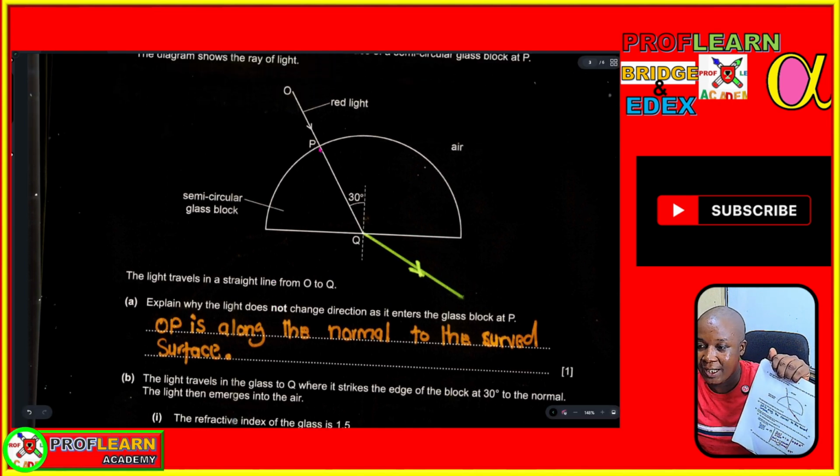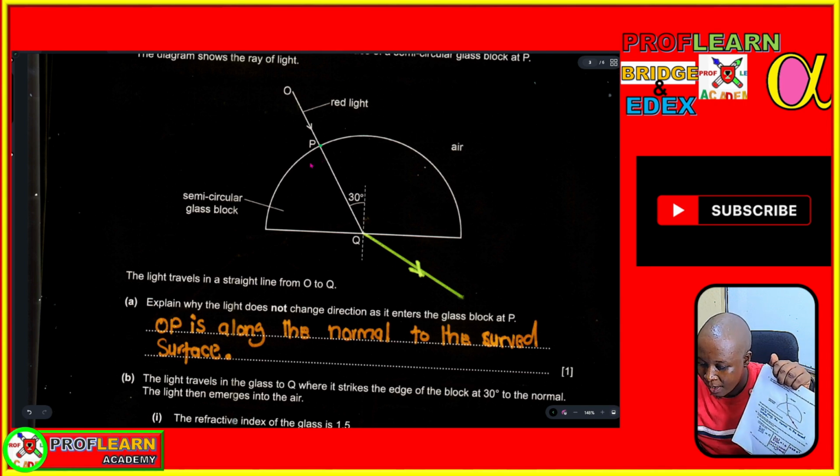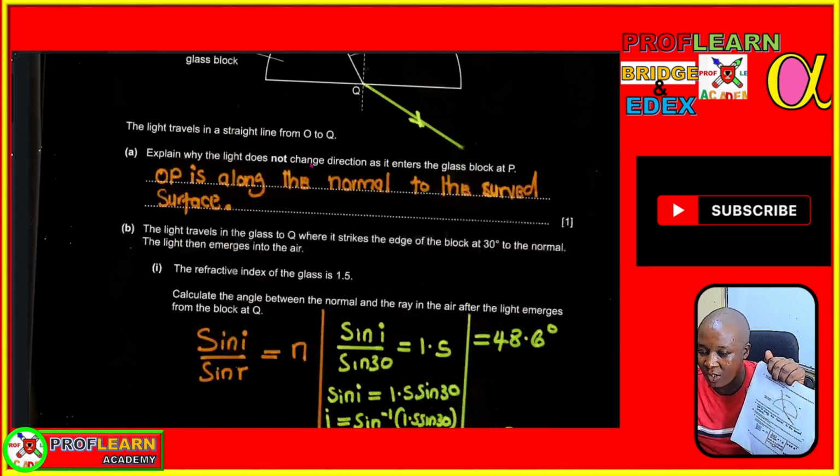So it's meeting the glass block at a right angle, which means the angle of incidence at this point is 0. The angle of refraction also will be 0. So this ray is not going to undergo any refraction at that given point.